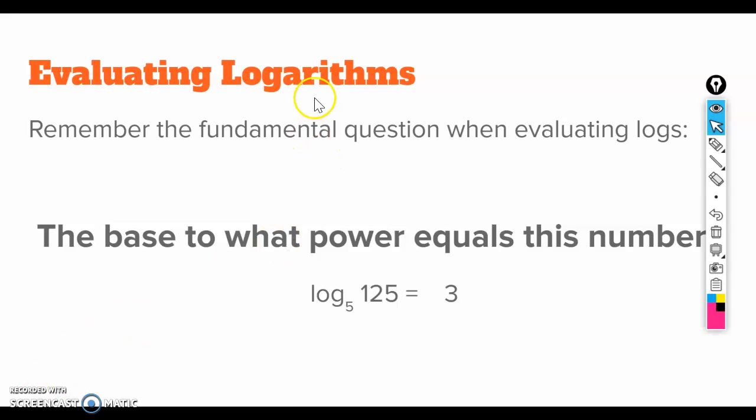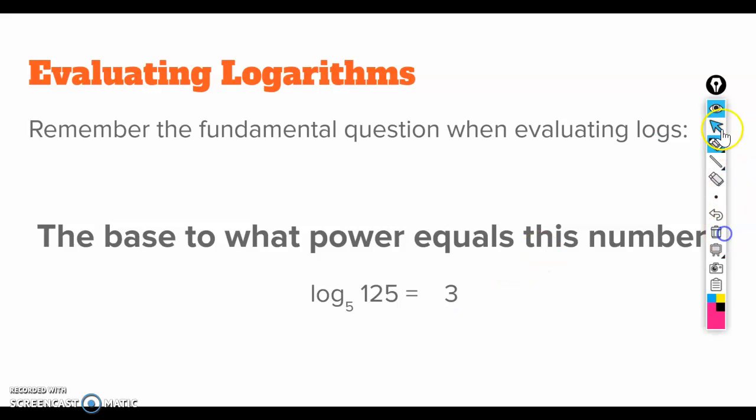So when evaluating logarithms, you want to remember the fundamental question, which is: the base to what power equals this number? That's the question you have to answer. So here I say 5 to what power equals 125? Well, it's 5 to the third power that equals 125. So that's why it is equal to 3. The output should be the exponent.